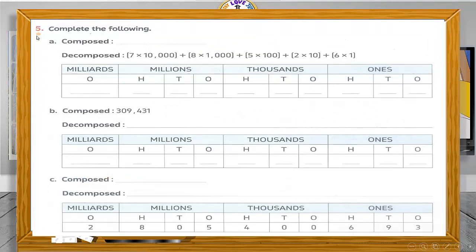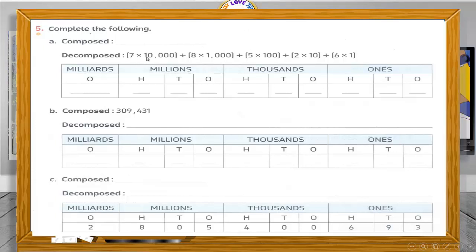Last exercise, 5. Complete the following. Here we have a place value chart and a decomposed number, and he wants you to write or compose this number. First, you should see how many periods. To know how many periods you have in your number, start from the first number here.